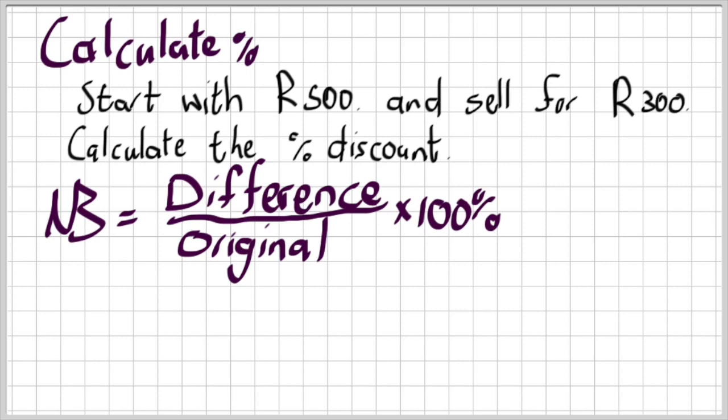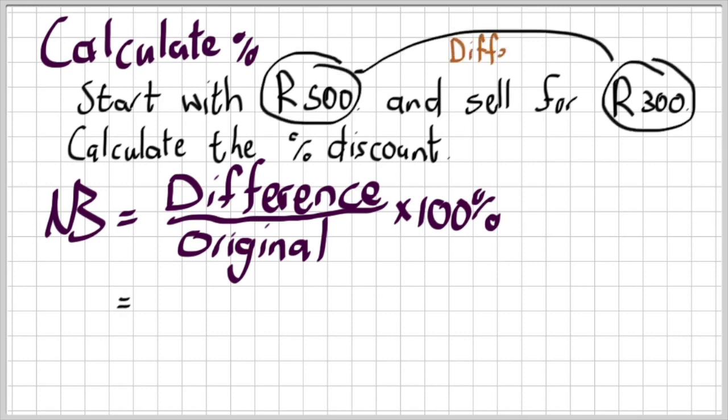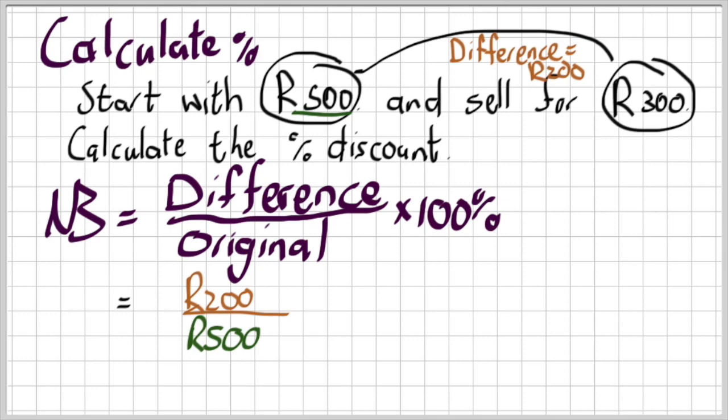So if I start with 500 Rand, let's say I buy a phone for 500 Rand a few years ago. Now I want to resell it for 300 Rand after using it for 2 or 3 years. What was the percentage discount that I'm giving the person? Let's start. What is the difference? The difference between the 500 and the 300 is 200 Rand. What was the original? Remember, the original cost is 500 Rand.